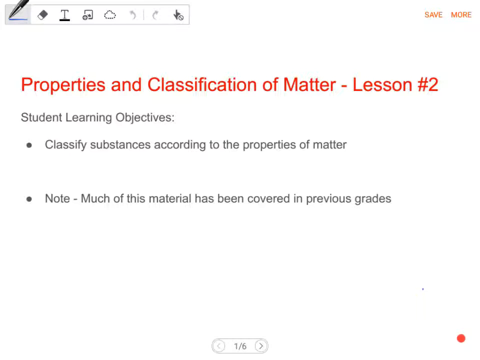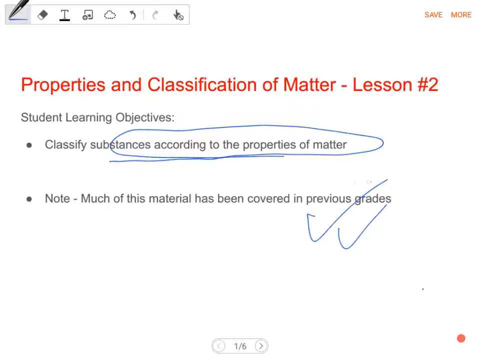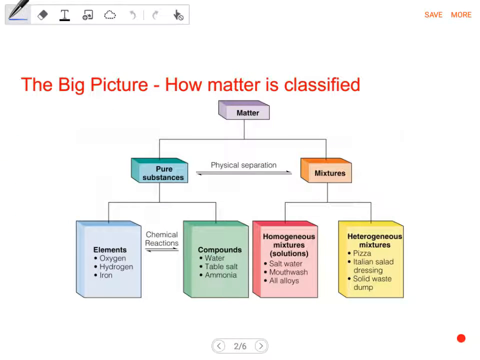Here you have your student learning objectives. You want to be able to classify according to the properties of matter. And like I said, most of this has been done in previous grades. Now, this is the matter classification chart. Most of these, like I said, you've done before. My goal here today is that you know what the difference is between each of these categories, and you'd like to know how you get there.